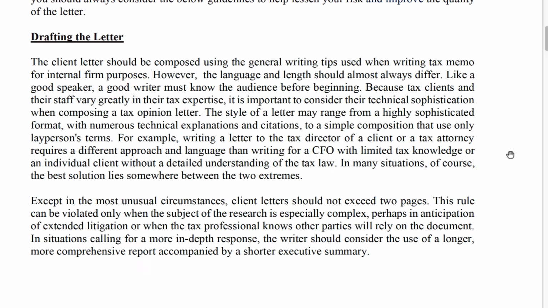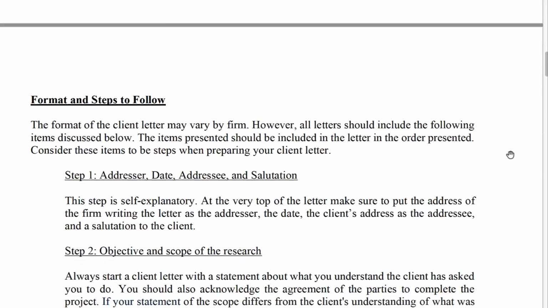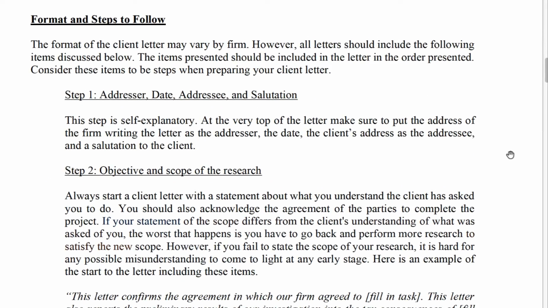But you also need to be mindful that the client's time is even more precious than when you're a tax staff writing to a senior partner at your firm. So you need to be very, very careful about that. Okay, so this is really important.